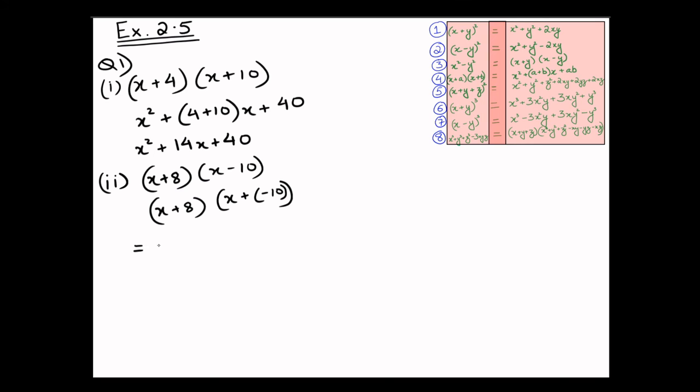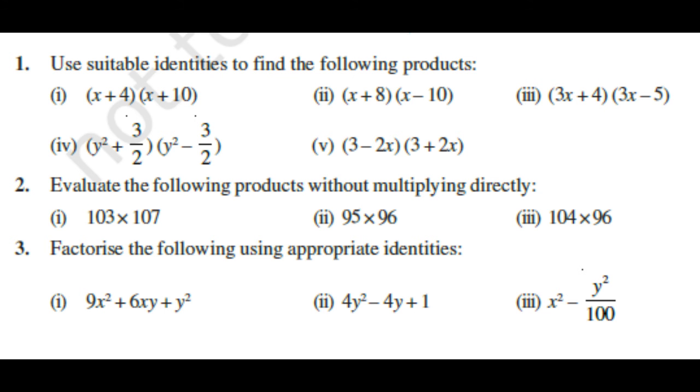So this gives us x square plus 8 minus 10 into x plus 8 into minus 10. This is equal to x square minus 2x minus 80. And that's the product.